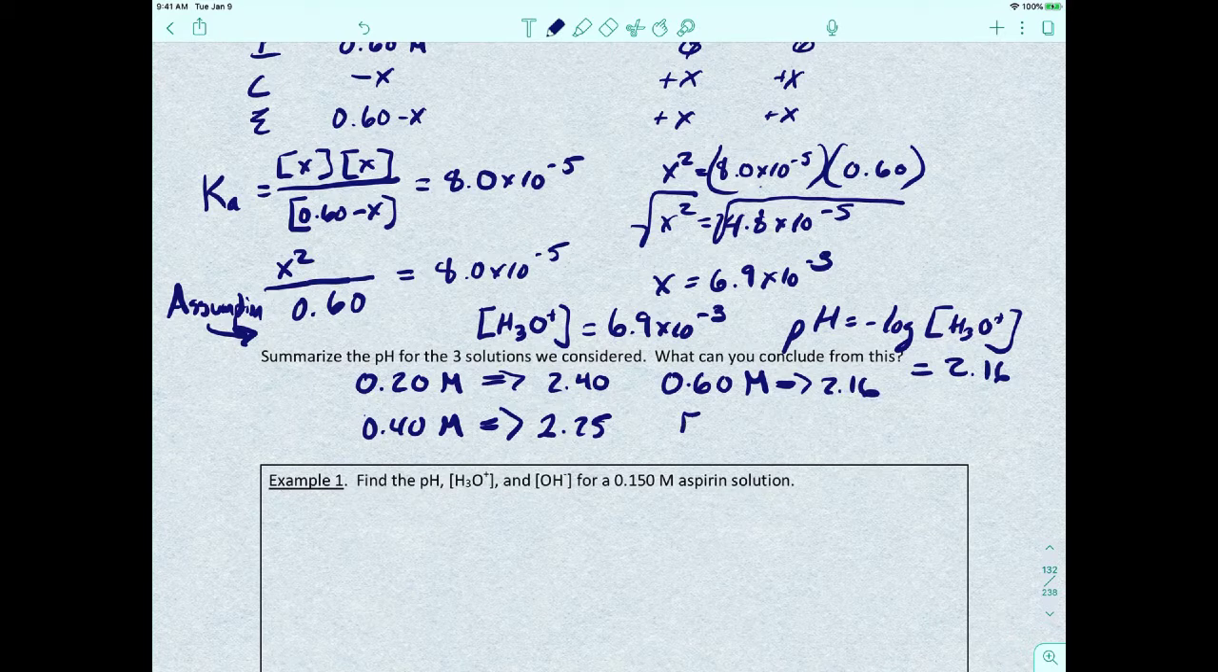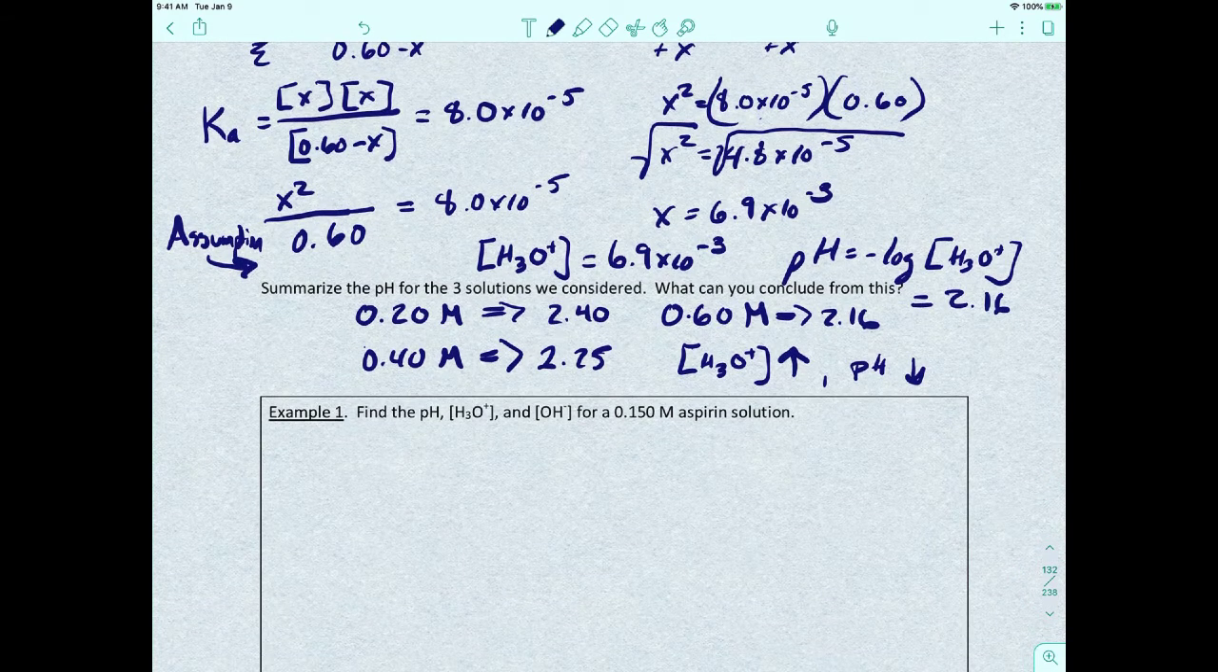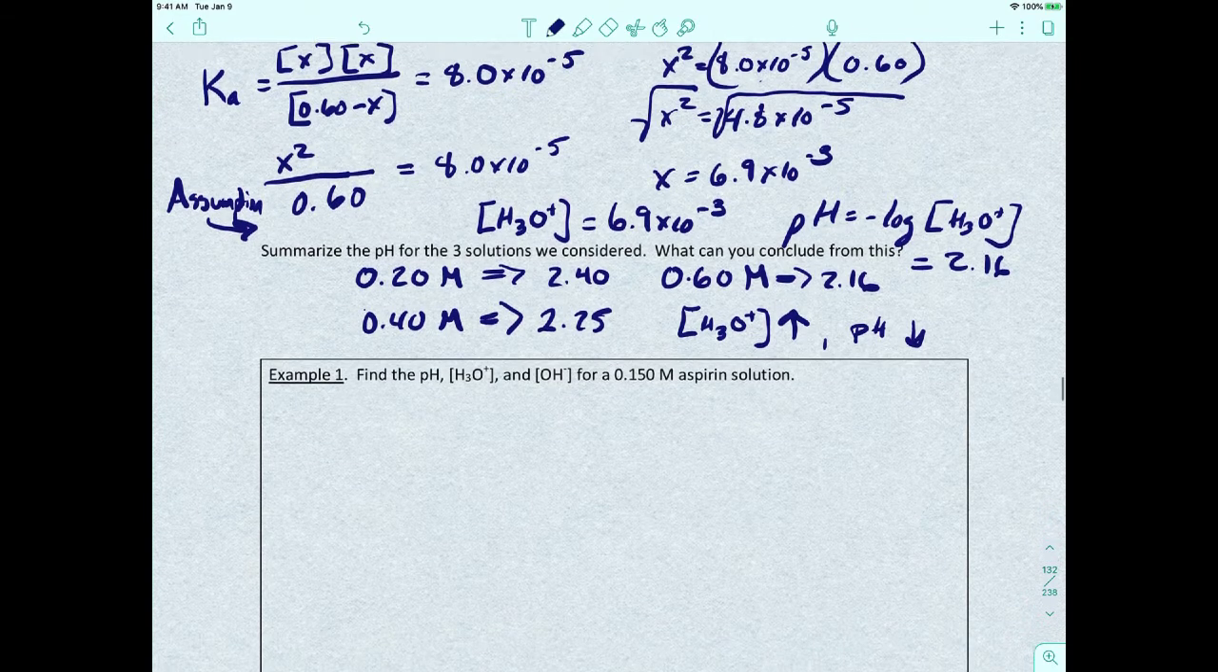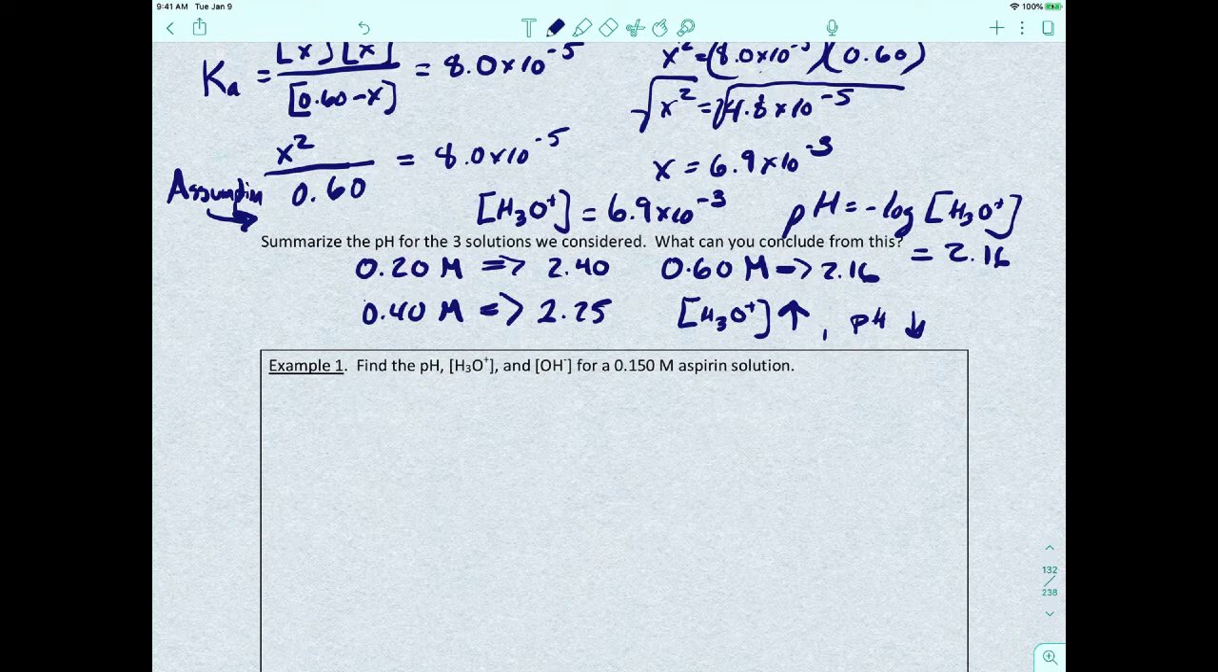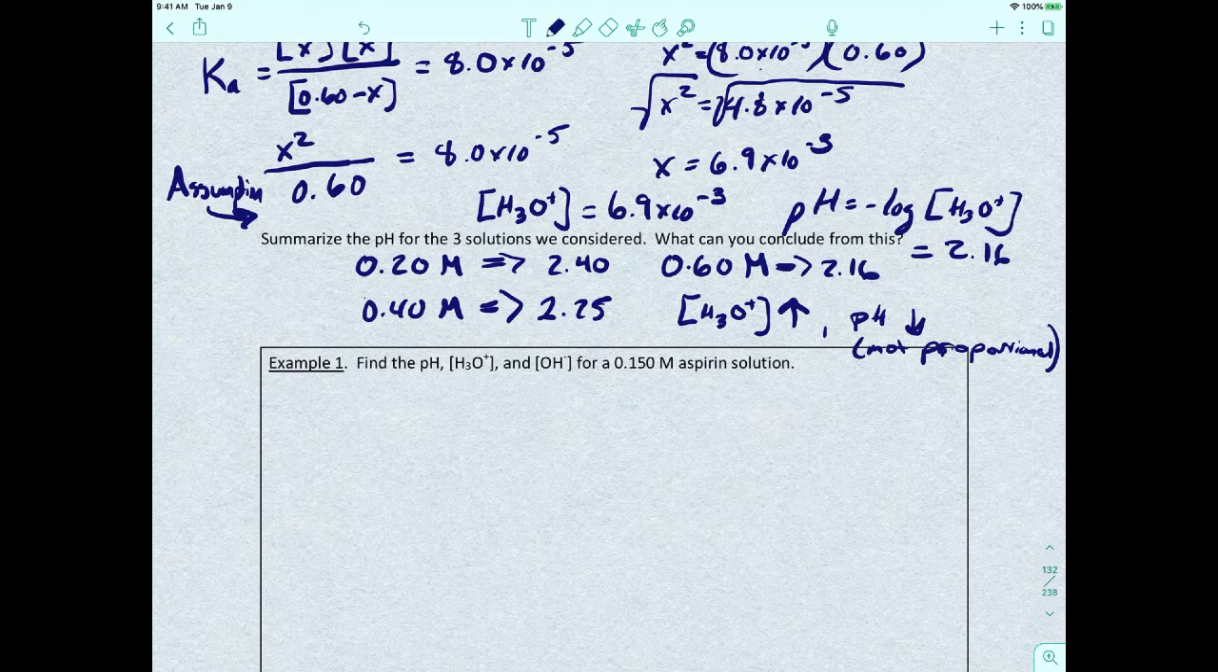So we're seeing that as the concentration of H3O+ increases, the pH is really going down. Now, every time we double the concentration, it seemed that the pH was also going down, but we can't say that was a proportional amount. So the pH is going down, but it's not proportional. All right, so that being said, let's try another problem.